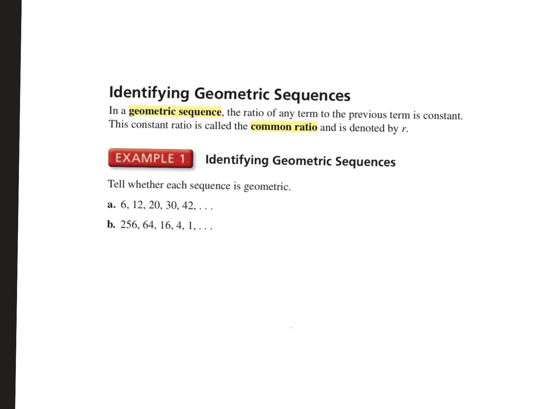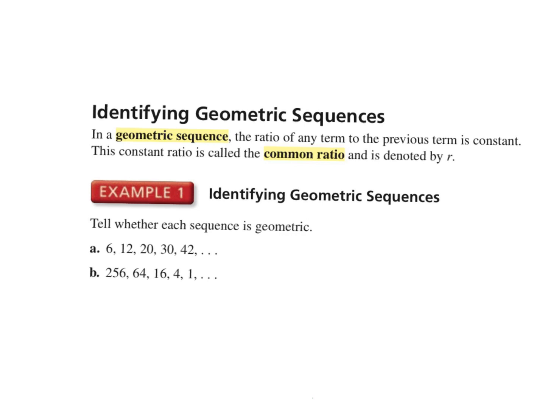It has something called a common difference where you add or subtract to get from one number to the next. So today we're going to talk about geometric. This is when you multiply to get from one number to the next. So a geometric sequence, you multiply.